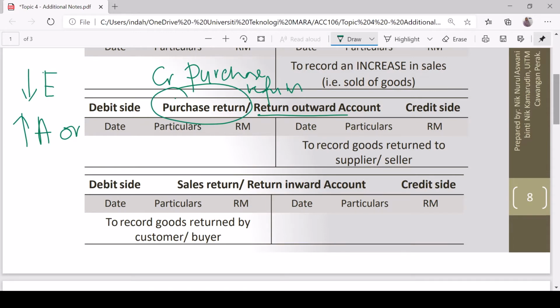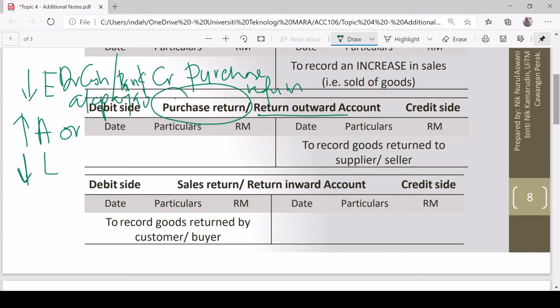So when you return the goods, there will be a decrease in your liability. So for a decrease in expense, you credit purchase return. For an increase in asset, if you receive cash, then you debit cash. If you receive a check, you debit bank. If it is a decrease in your liability, then you debit accounts payable.